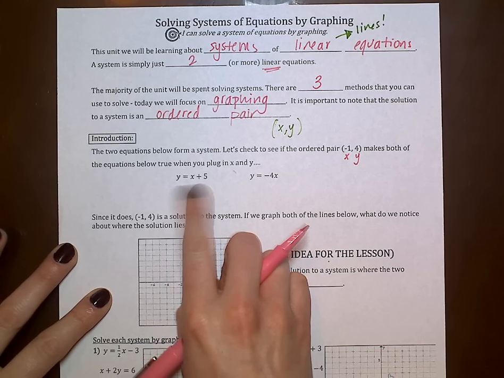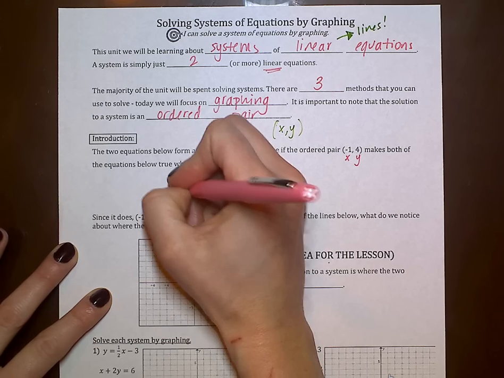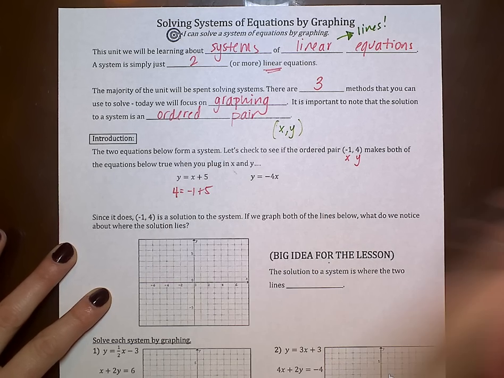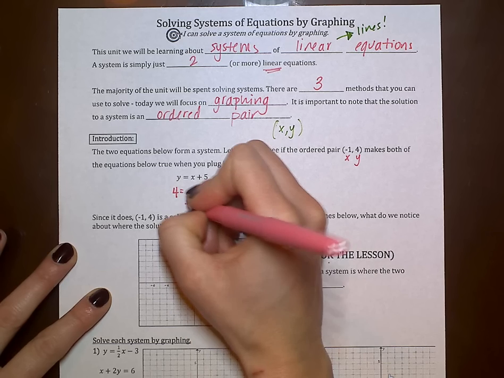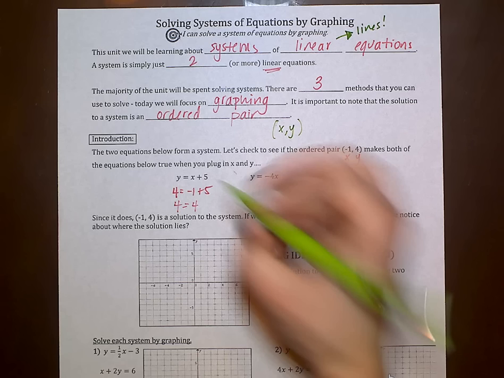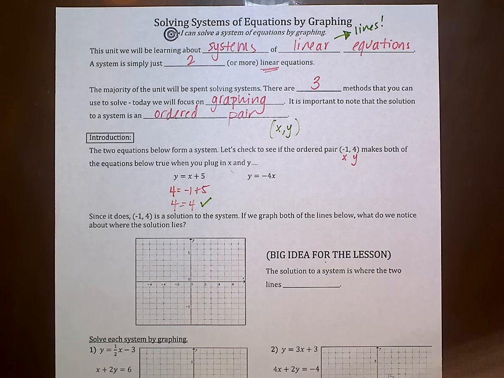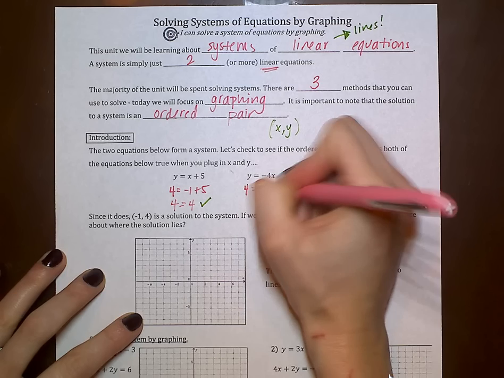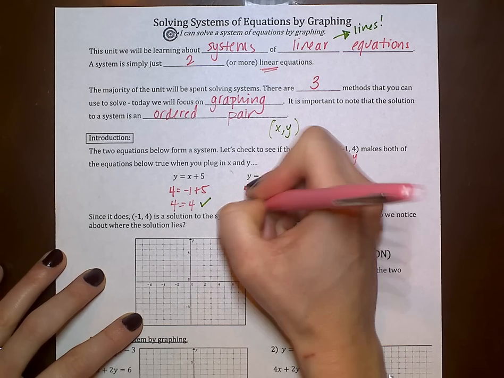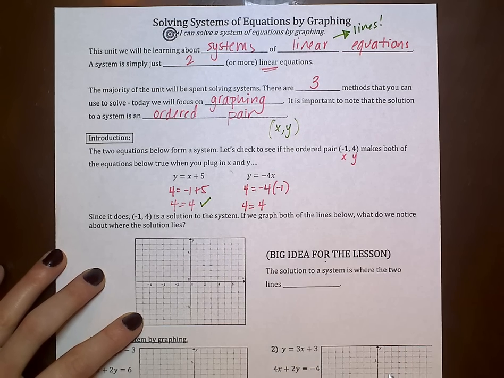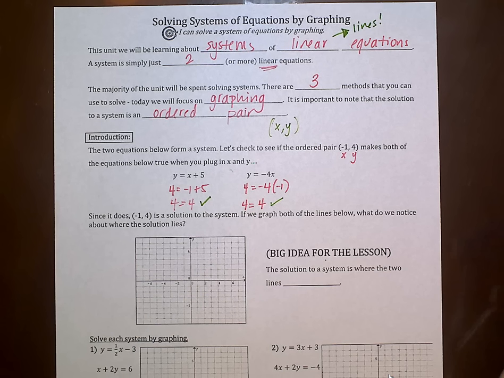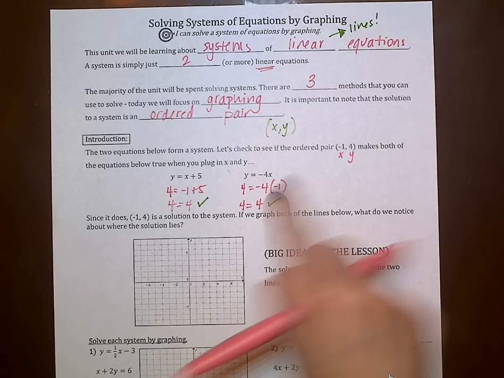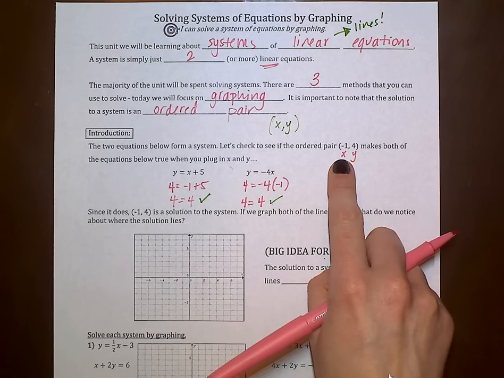So in the first one, I would plug in 4 for y, and x is -1. So -1 plus 5, okay, that's 4. Yeah, 4 does equal 4. That's true. That means that that ordered pair worked in that equation. If I do the same thing for the second equation, I get 4 equals 4, and that worked. So if an ordered pair makes both equations true, that means it's a solution. So this would be your answer to your system here.